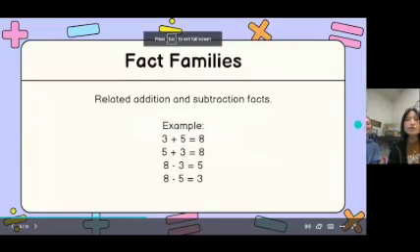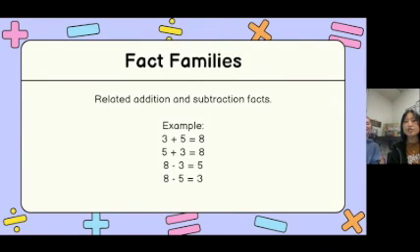Alrighty. Today is going to be all about fact families. So fact families are just related addition and subtraction facts. I have an example here. 3 plus 5 equals 8. If we flip the addends, then we have 5 plus 3 equals 8. And those are our related addition facts.